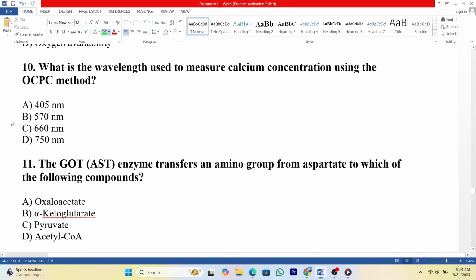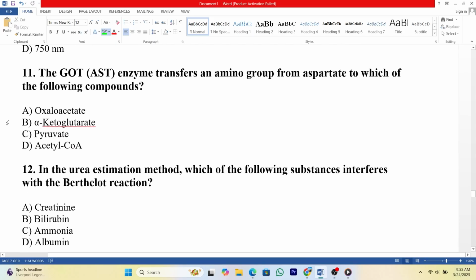10. What is the wavelength used to measure calcium concentration using the OCPC method? A. 405 nm. B. 570 nm. C. 660 nm. D. 750 nm. Answer: B. 11. The GOT-AST enzyme transfers an amino group from aspartate to which of the following compounds? A. Oxaloacetate. B. Alpha-ketoglutarate. C. Pyruvate. D. Acetyl-CoA. Answer: B.